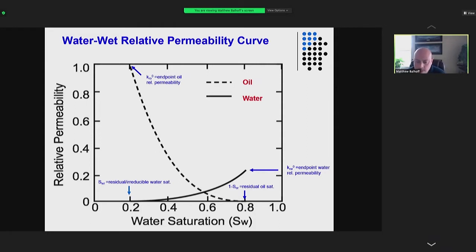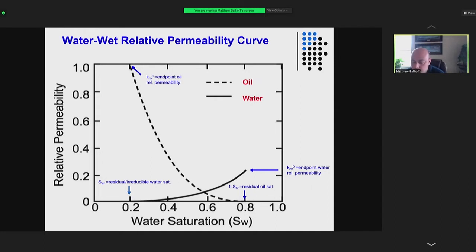The oil relative permeability, when you're at residual oil saturation, so SW is equal to 0.8 in this particular case, the oil does not move. That's what residual saturation means. It means that it's not zero, but what is there is capillary trapped. And you learned about capillary pressure and interfacial tension in Dr. Sharma's class. And so when it's capillary trapped, it doesn't move. It's immobile.